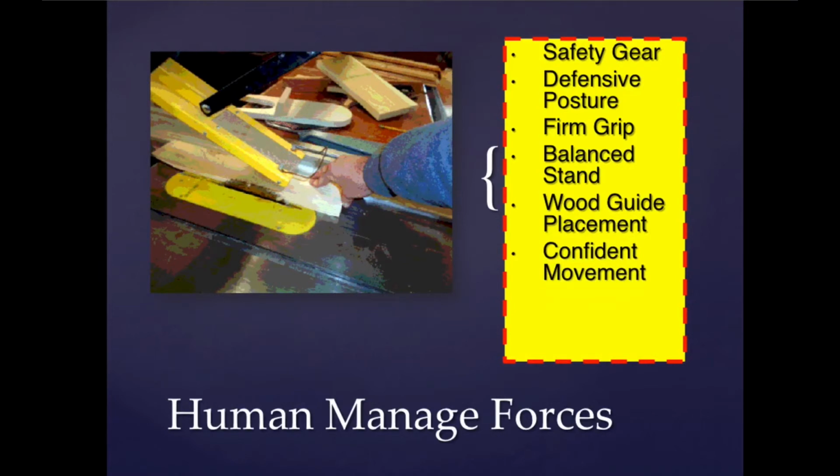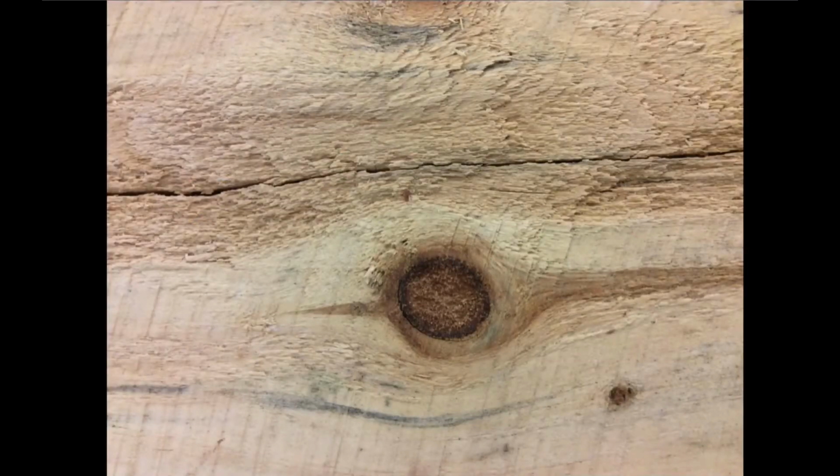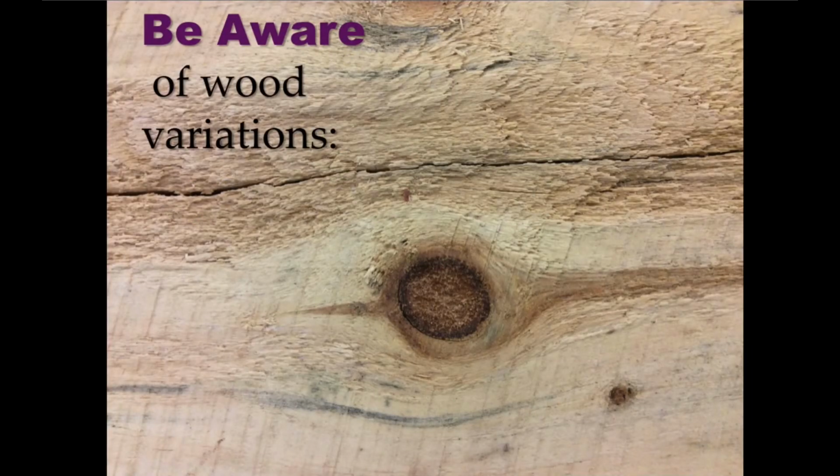Confident movement. Move confidently, smoothly with all the equipment. Pay attention to the changes. Listen with your ears. You can hear when a saw is binding or struggling through a piece of wood, and you can control that by the pressure you put on it. Wood has lots of variables. Remember in the beginning we talked about how physics is nice on a blackboard and a calculator, but reality is not so kind.